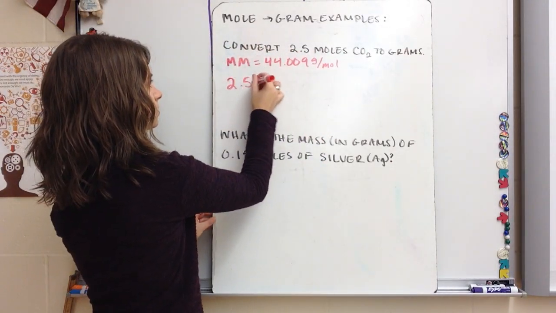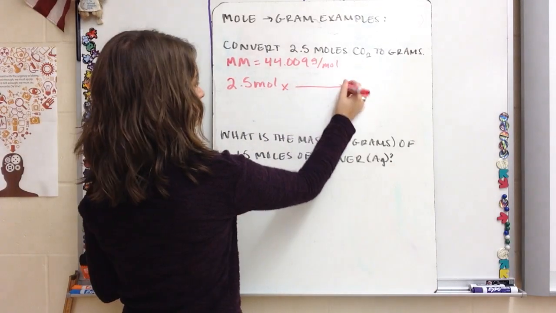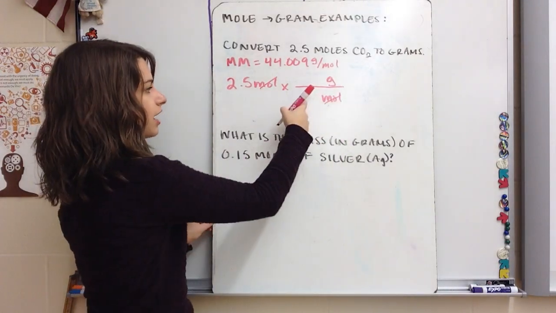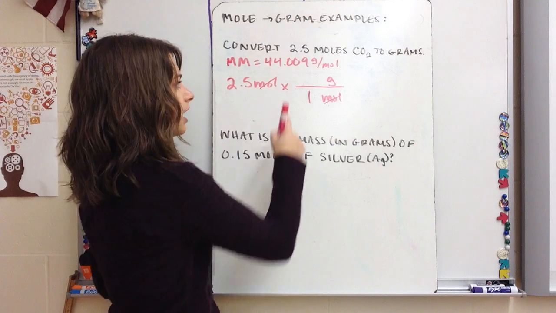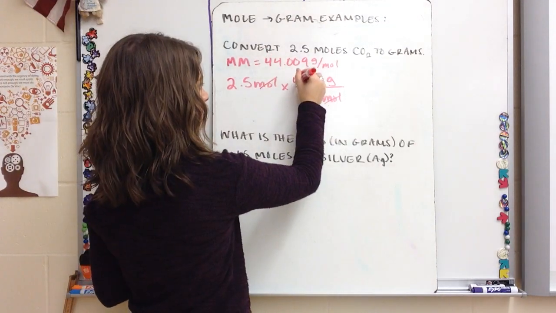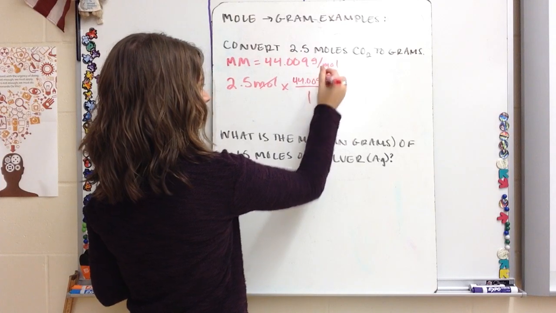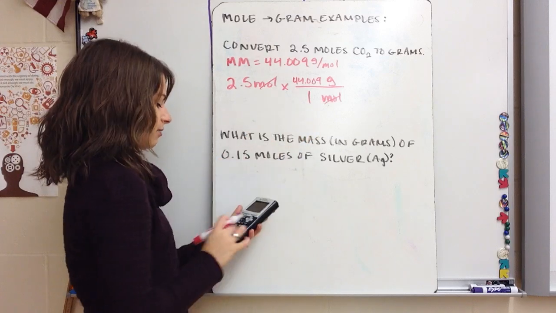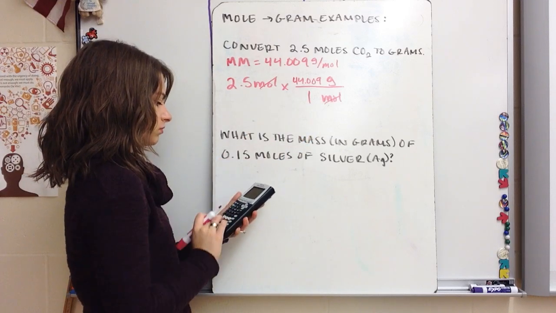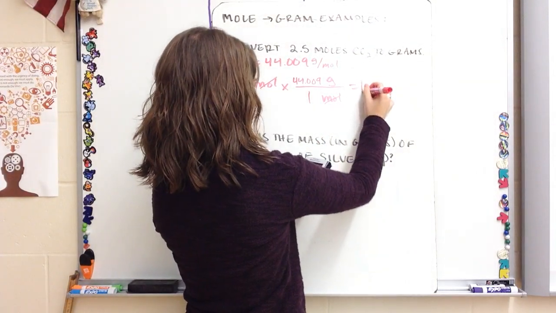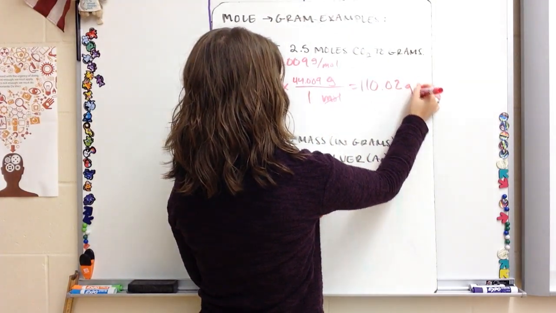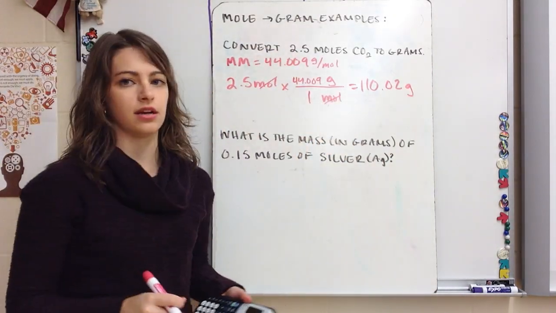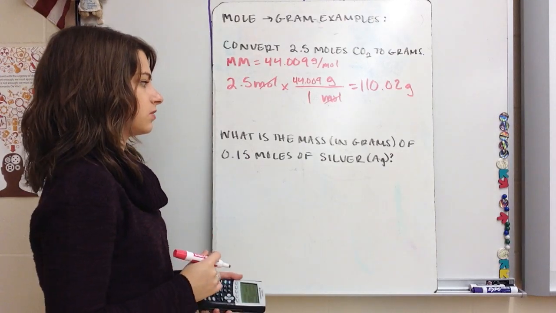Now, when I set up this problem, I'm going to start with my given. So I have 2.5 moles, and I'm going to set up my conversion factor. I'm going to put moles on the bottom, that way they'll cancel, grams on the top. I know that a 1 always goes with my moles units, and my molar mass number always goes with my grams. So I'm going to do 2.5 times 44.009 divided by 1. And that gets me 110.02 grams if I round to 2 decimal places. So 2.5 moles of CO2 is the same as 110.02 grams of CO2.